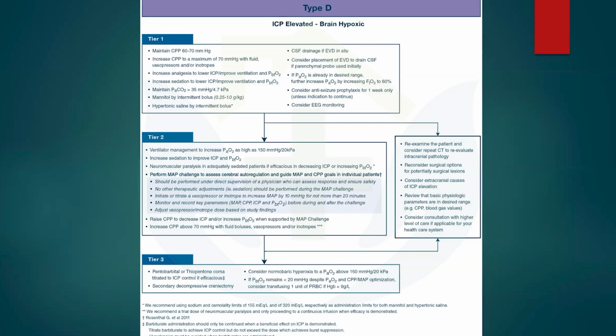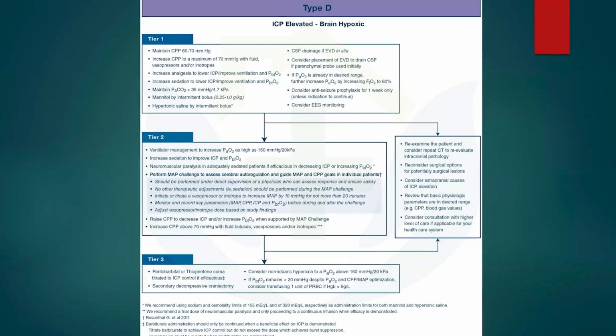Routine neuromuscular paralysis in a brain injured patient is not to be given. It is beneficial in patients in whom there is evidence of ventilator patient asynchrony. I won't discuss ventilator patient asynchrony here, but if the patient is having asynchrony, you have to give neuromuscular blockers. And third is MAP challenge.